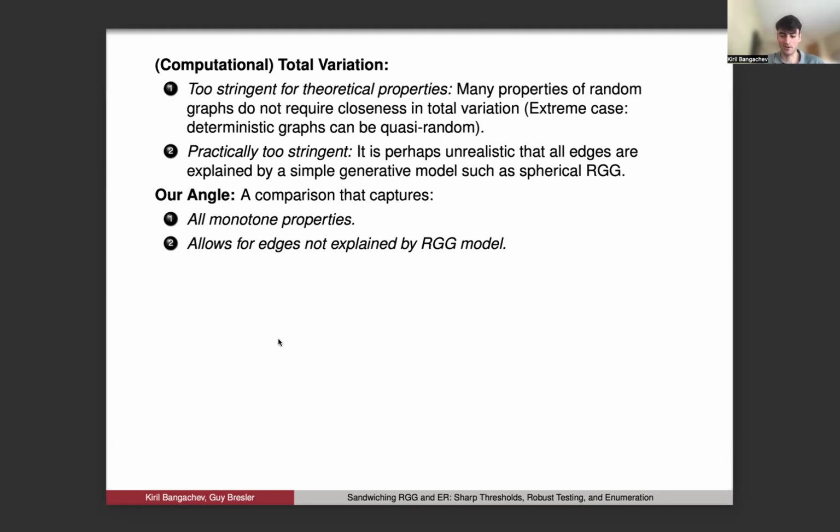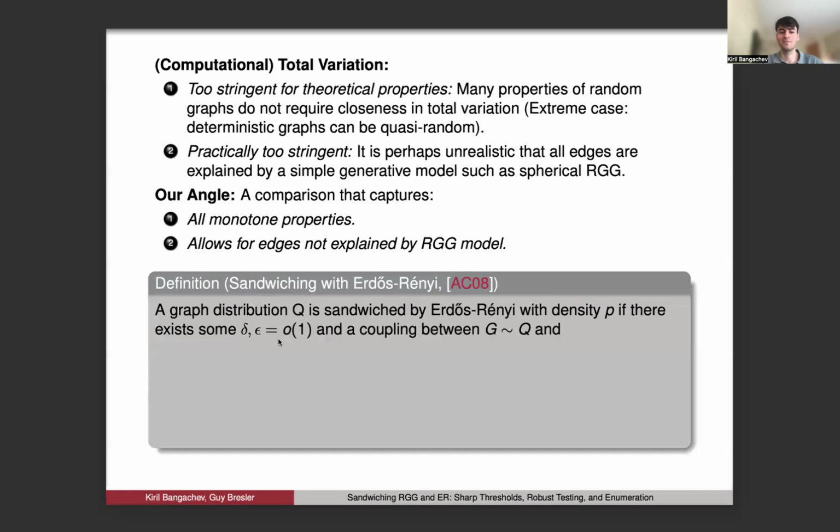So what is such a comparison? One such comparison is given by the sandwiching comparison. The sandwiching comparison has been studied in prior work by Achlioptas and Kahale in 2008. And specifically, what do we mean when we say that we want to sandwich an Erdos-Renyi?